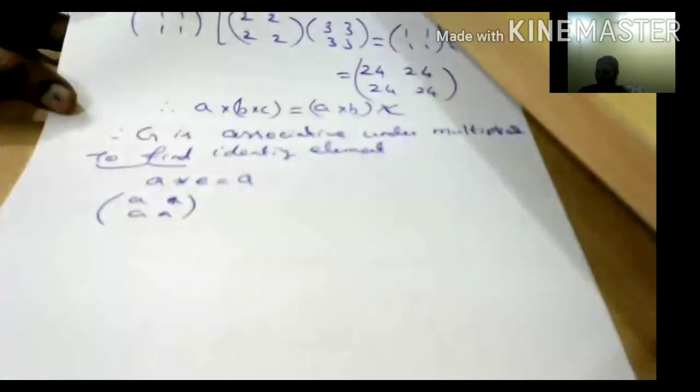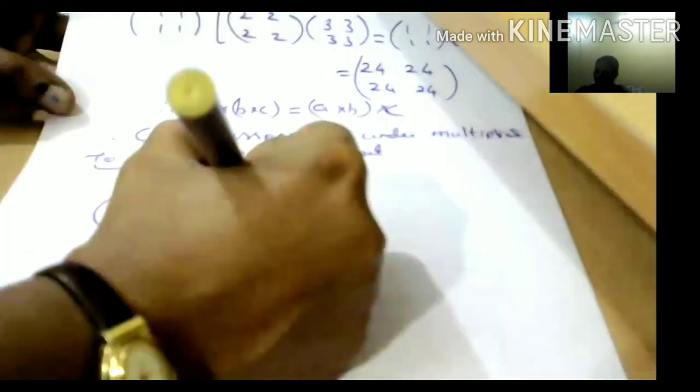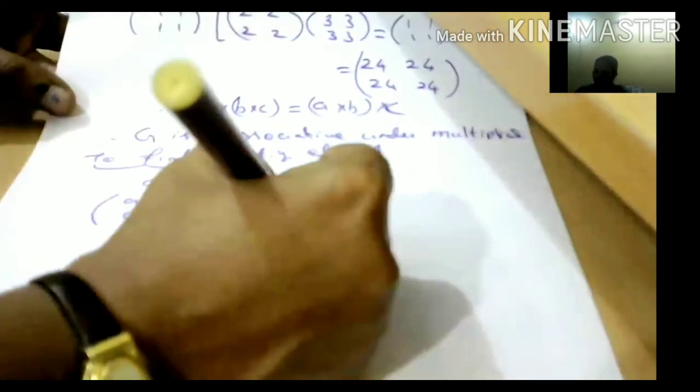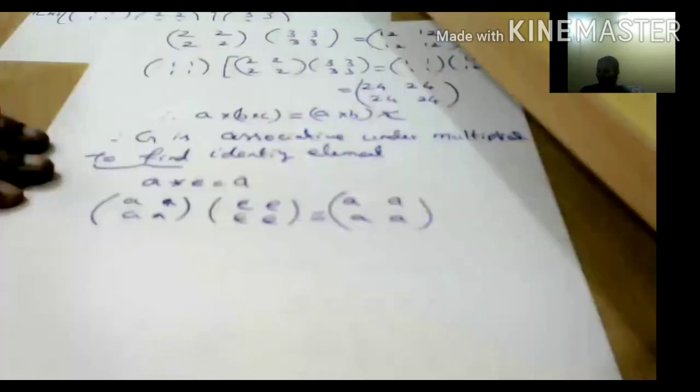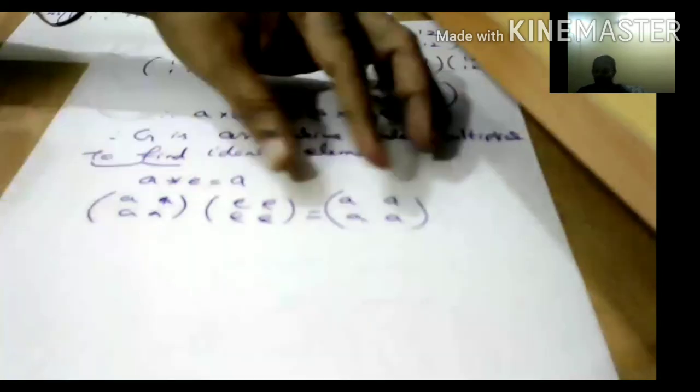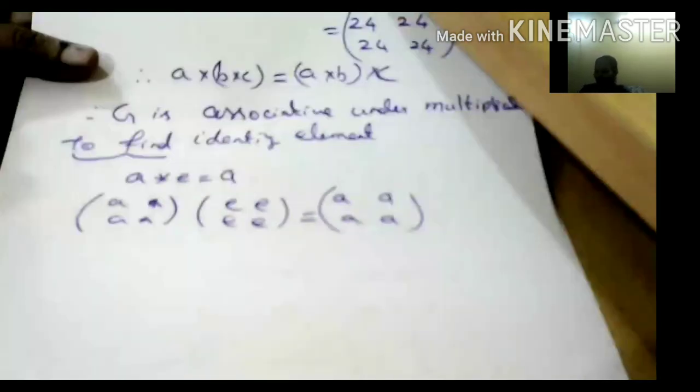So the identity property says A star E equal to A. Here our element is A, take it as our matrix. So introduce E and write it. This is equal to, so multiplying, what do we get? A. We have to get A, so to find the value of E. This is the procedure of finding the identity element.